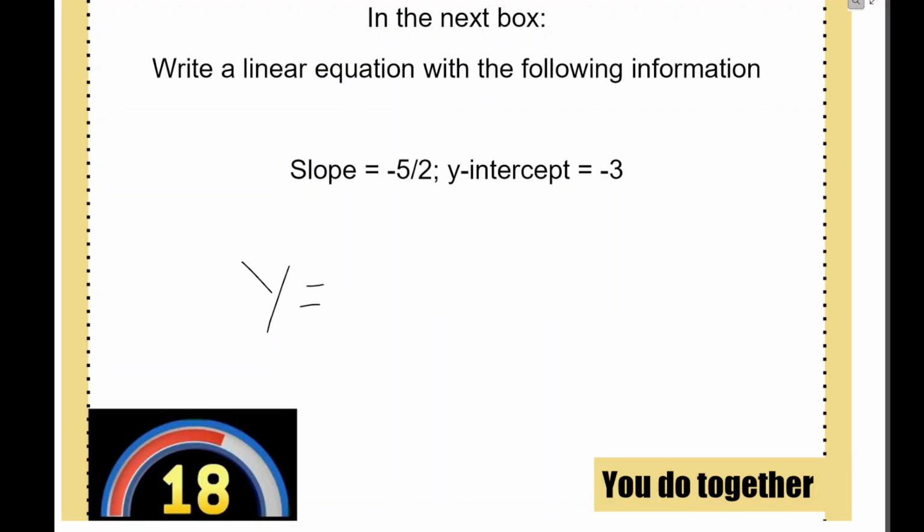Okay. So again, our slope is -5/2. So it's going to be -5/2 x. And our y-intercept is -3. So -3. Okay, so that's writing the linear equation with the given information, which is nice and easy.